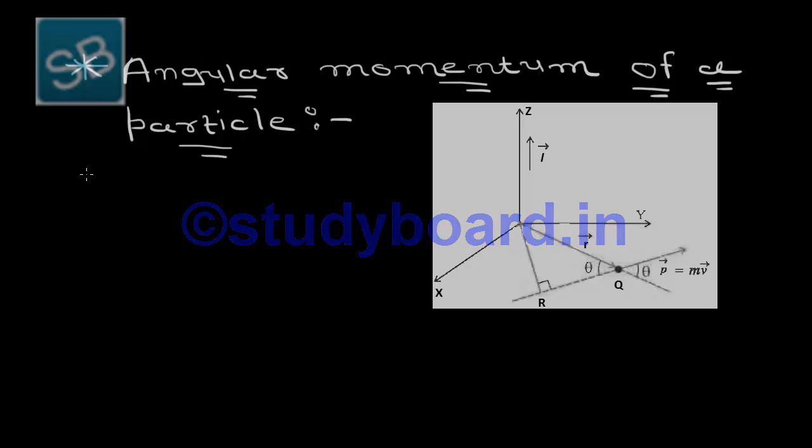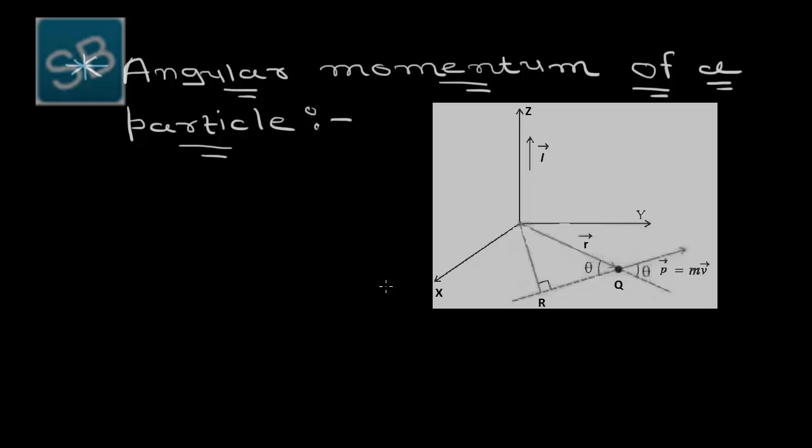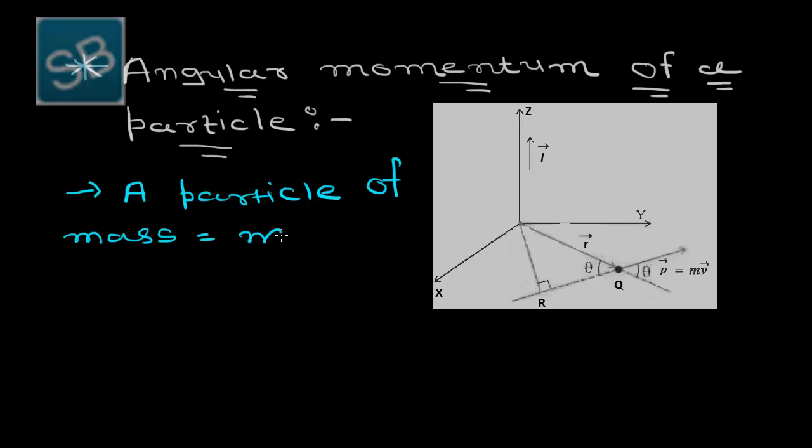Let's start the new topic, angular momentum of a particle. Here you can see this figure, which is three-dimensional, and here I have put a particle of mass m. And it has a position vector. You can clearly see this is origin O, and this position vector OQ is denoted by small r.